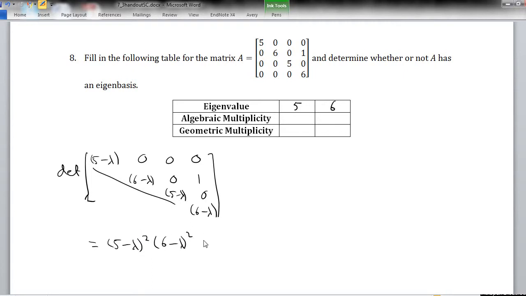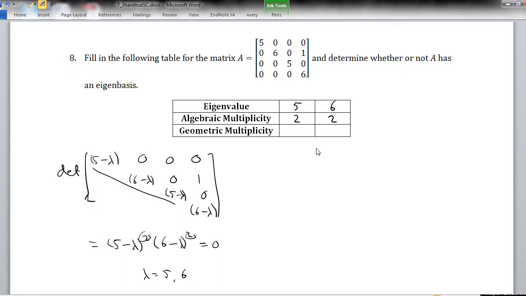And remember, if we were looking for eigenvalues, we kind of already said what they are, but we would set this equal to 0, and we'd get lambda equals 5 and 6. But I'm doing this because, look, each root here, the corresponding factor has an exponent of 2 on it, right? You get 2 copies of that term. So both algebraic multiplicities are 2.